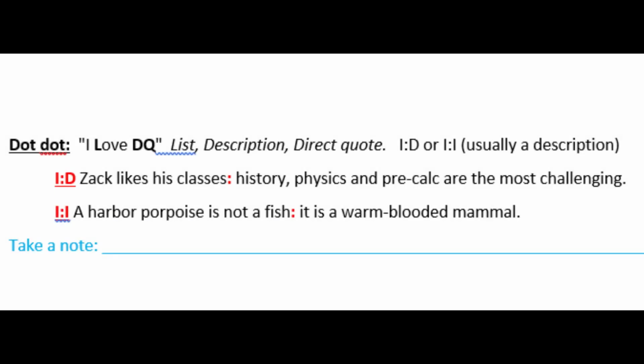The next rule is the dot dot, kids. Remember, it's from the cosmic double dots. Cosmic double dots, or the dot dot, looks like a smashed equal sign. What's on the left and what's on the right are going to have to equal each other. The way we can remember the mnemonic for the different types, list, description, and a direct quote, is I love DQ. L, list, D, description, and Q is a quote.